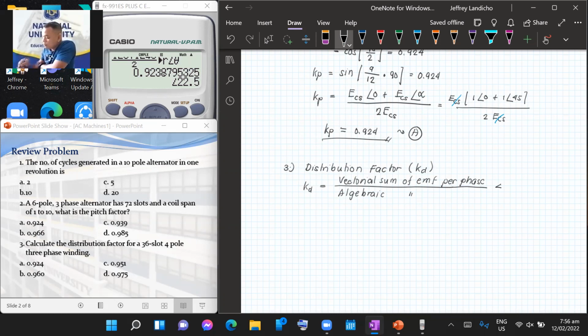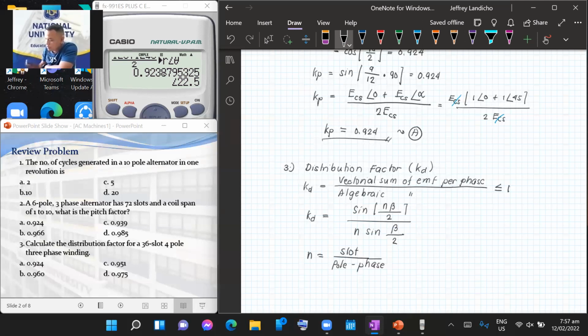At alam natin, it should be less than or equal to 1. Mathematically, mas kakilala natin that your distribution factor, it is also equal to sine of the quantity n beta over 2 multiplied to n sine beta over 2. So that would be the formula or general formula for your distribution factor, wherein n, so usually tawag natin dyan is the coil group, or that is simply the number of slots per pole per phase.